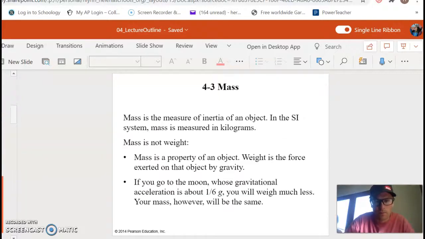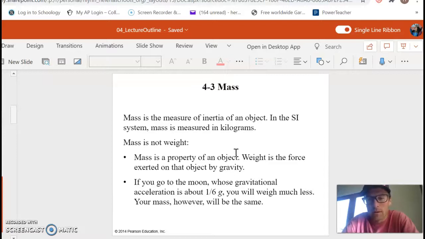So, how does mass work into this? Mass, like I said, is the measure of inertia. It's measured in kilograms. Mass is not weight. Huge misconception. Students and sometimes teachers will use mass and weight interchangeably because we can kind of get away with it because we're not really moving to different planets. But think of it this way, to add mass, you literally have to add molecules, or you can subtract molecules to subtract mass. Weight is a force.